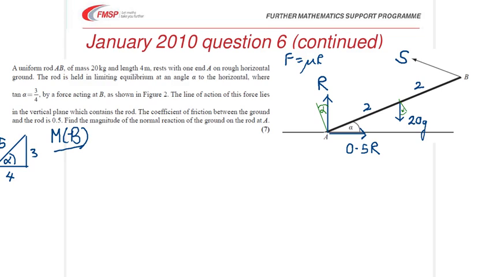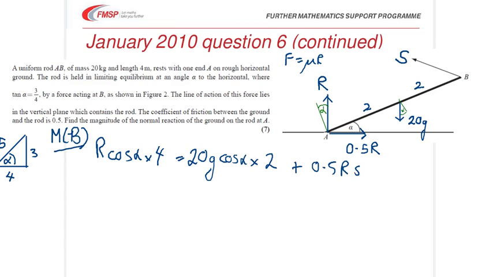Taking moments about B then, we have, and you might like to pause the video and check this after I've written it out, R cos alpha times 4 is equal to 20g cos alpha times 2 plus 0.5 R sine alpha, sorry, I've gone a bit crooked there, times 4. So pause the video, check that you're happy about those terms in the moments equation.